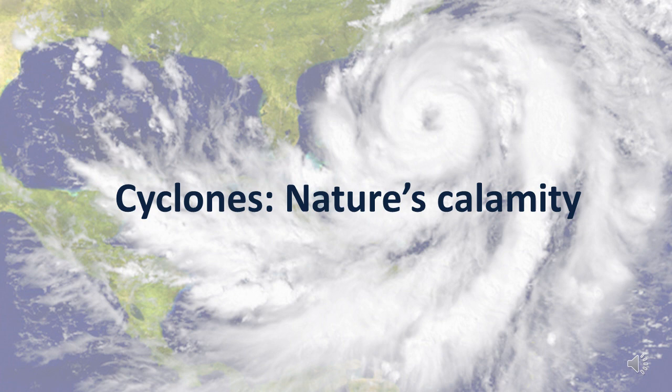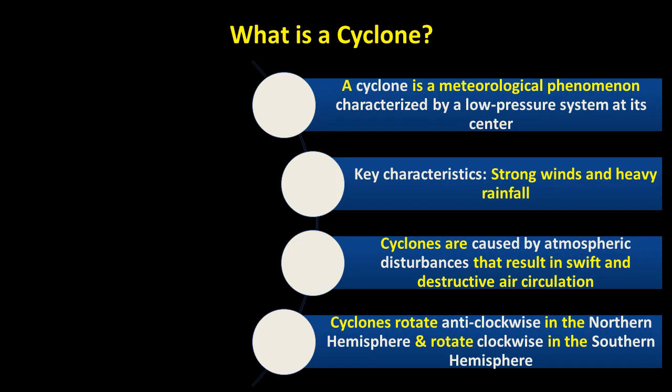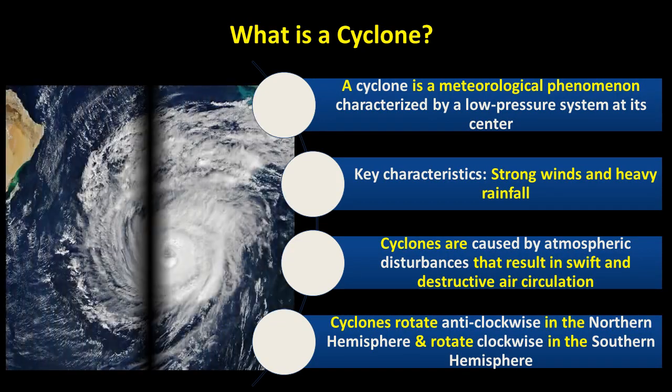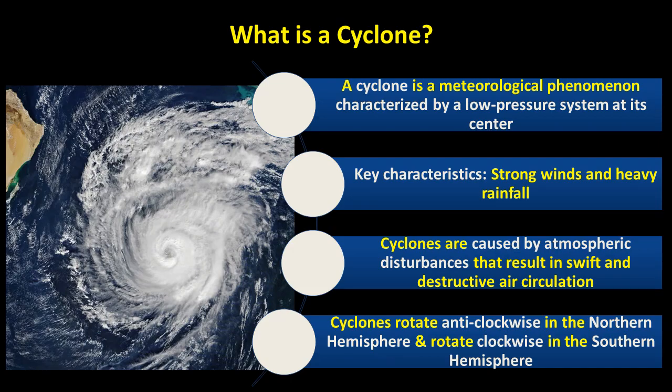Cyclones, nature's calamity. A cyclone is a meteorological phenomenon that is characterized by a low pressure system at its center, strong winds, and heavy rainfall. Cyclones are caused by atmospheric disturbances that result in swift and destructive air circulation. Cyclones rotate anti-clockwise in the northern hemisphere and clockwise in the southern hemisphere.